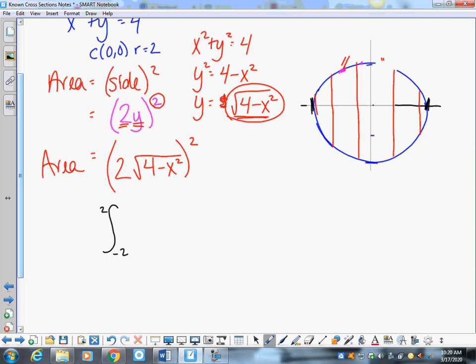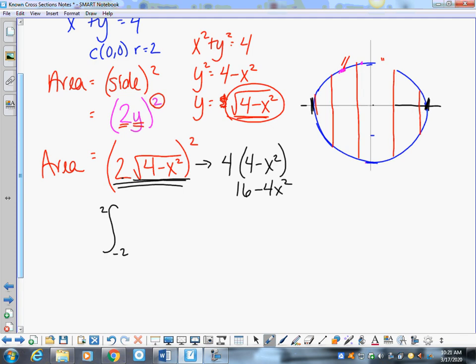Okay, so now I'm gonna clean this up because I can't integrate this as is. I can't do u-sub. I don't have enough x's to go around to do u-sub. So I'm going to clean this up. I'm going to square the 2, and that's going to give me 4. And then I'm going to square the root, so that's going to cancel the root. And then I'm going to distribute my 4. Okay, so that's just me prepping the problem to be able to integrate it.